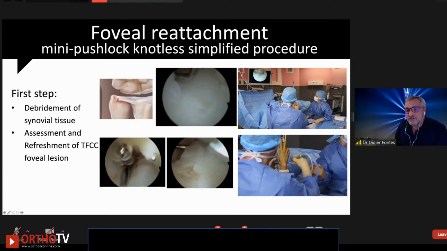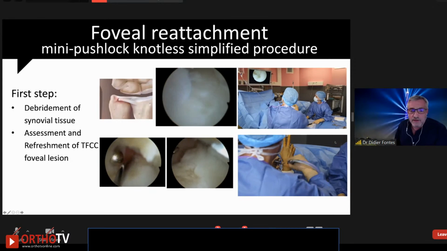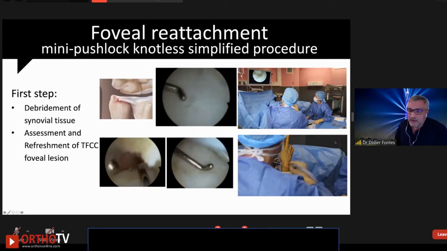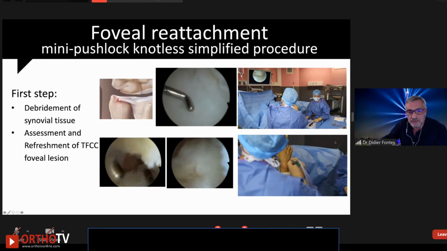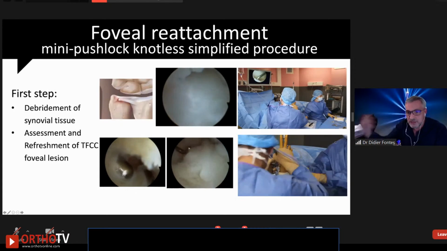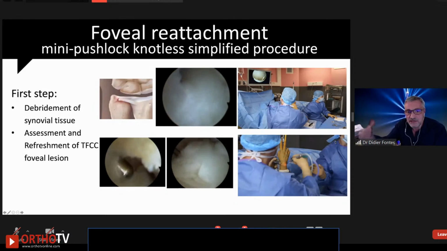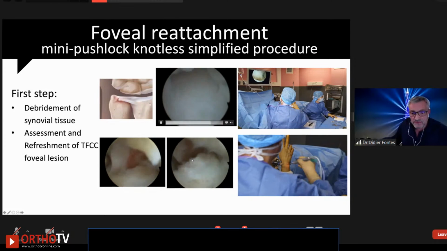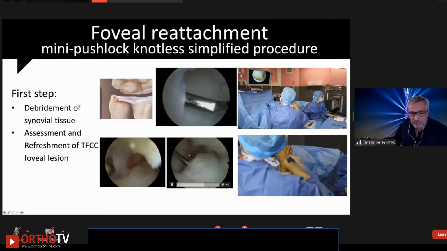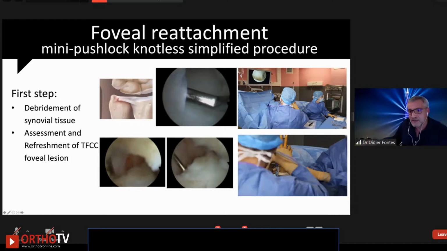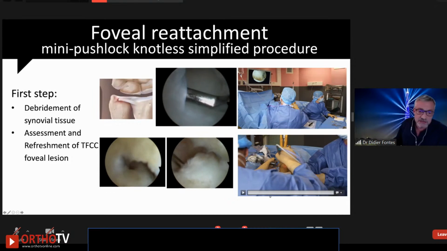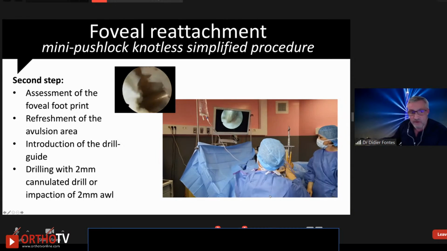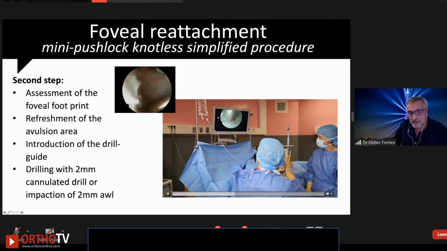First, you will have to debride the foveal lesion, because it's very rare to have an acute lesion to treat immediately. So it's more chronic, so there is bad tissue, synovial tissue. You have to remove it to expose all your fovea, and you will see here the complete avulsion of your TFCC, with the use of a little shaver, full radius shavers. After, you will assess and you can debride it with a little burr, like we can see here.